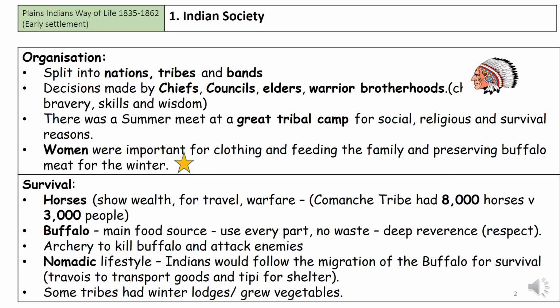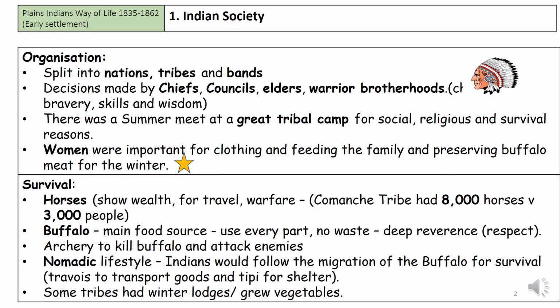Women are really important for the tribe, and I have put a star here because this one could come up. They are really important at this time for looking after the entire tribe. So men are the hunter-gatherers and women are the ones that process the buffalo. They make sure the family can eat throughout the winter by smoking the meat, for example, and they use all parts of the buffalo for clothing, and the hides are used for the teepees.